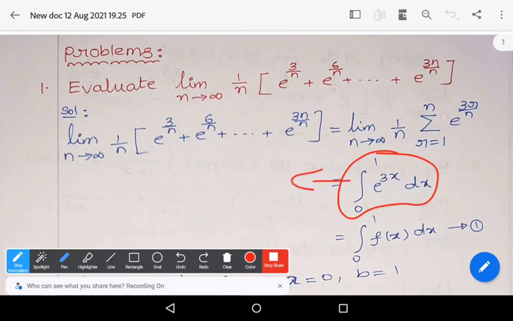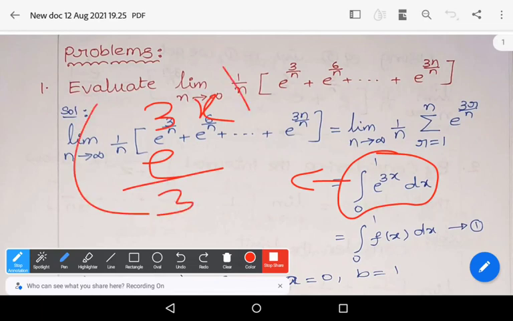You can integrate this simply. You get e power 3x divided by 3, and the limits are from 0 to 1.